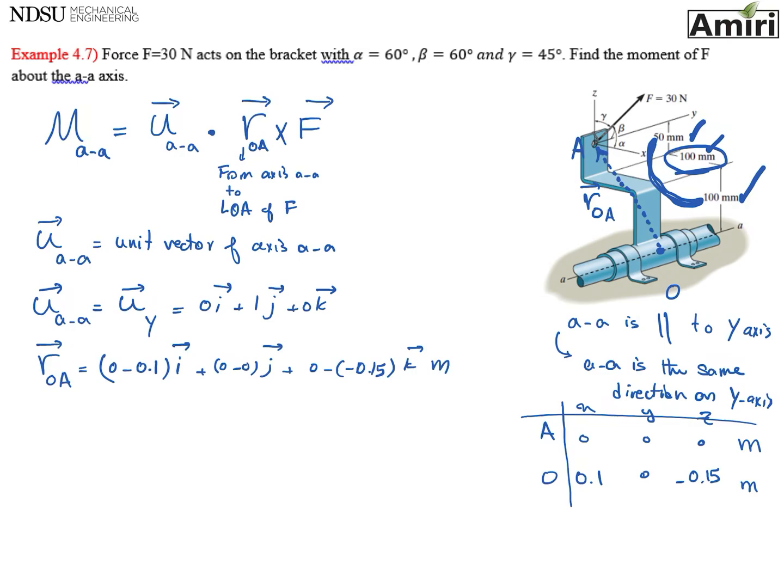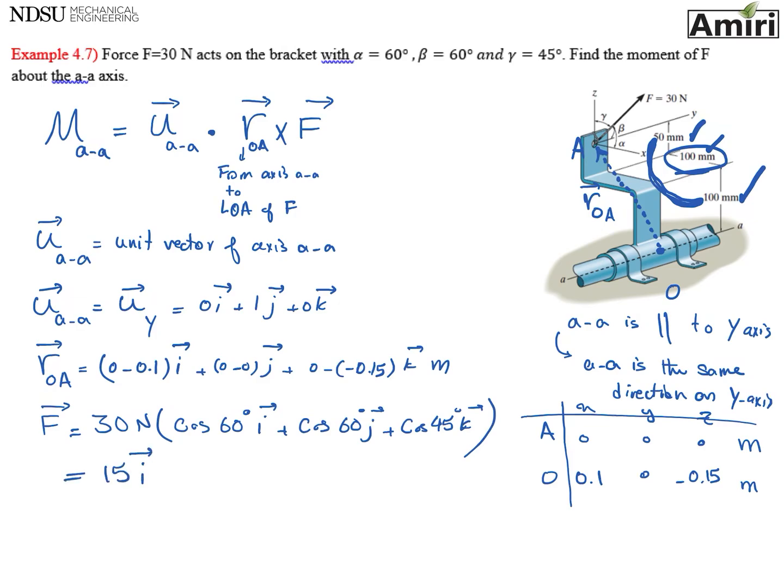Okay, so I have my unit vector, I have my r, I still need my force F, same as the problem that I just did. So it's going to be 30 newtons, cosine alpha is 60 i, cosine beta, which is 60 j, plus cosine gamma, which is 45 k. And that is my force, which is going to be 15 i plus 15 j plus 21.21 k with the units of newtons. So I think I have everything that I need.